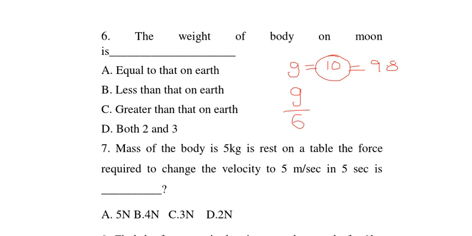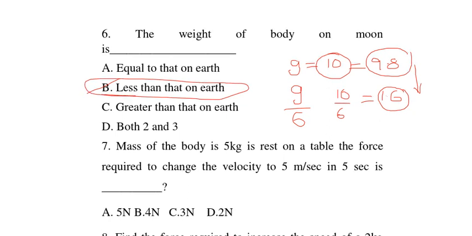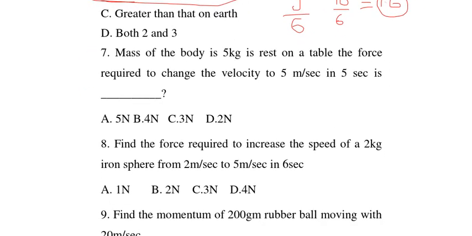For example, here is 10. If you write 10 by 6, how much, guys? It is about 1.6. On earth the value is 9.8. On the moon the value is how much? 1.6. So either increasing or decreasing, obviously it is decreasing. Is it equal on the moon? No. Is it less than? Yes. Greater than? No. Both 2 and 3? No. So your option B is the correct answer. Right? Yes. Then go for question number 7.